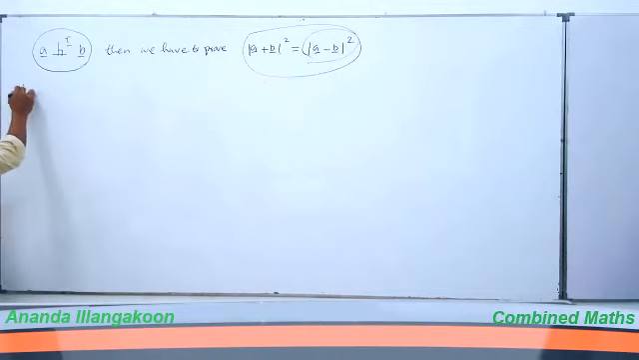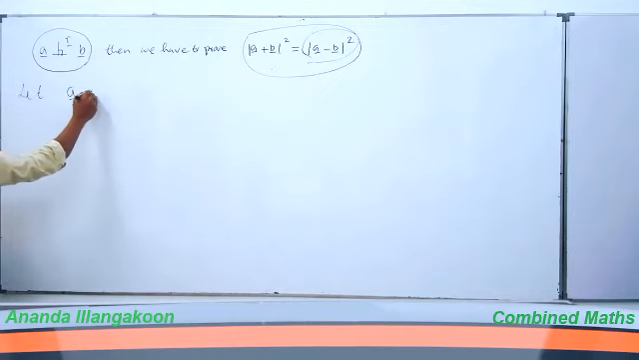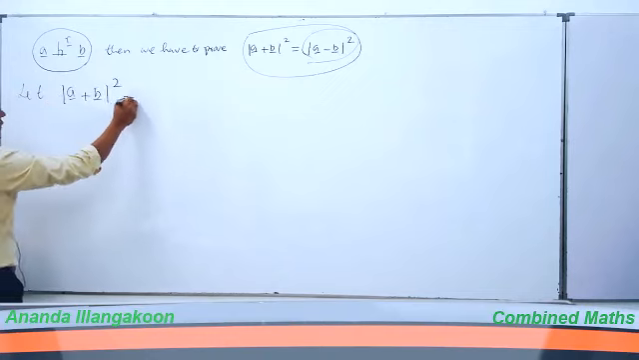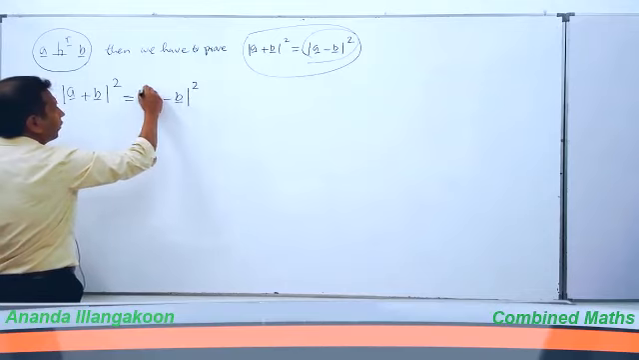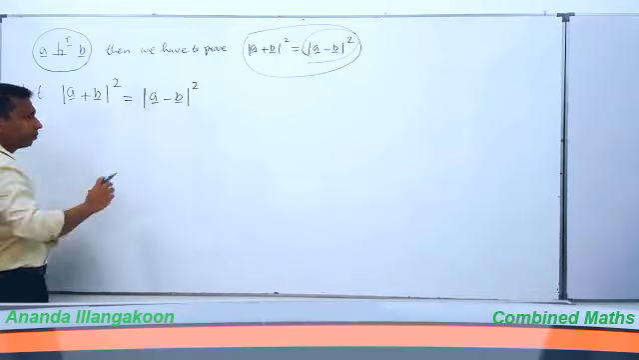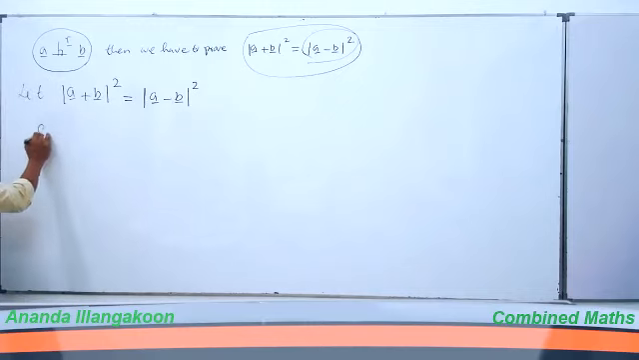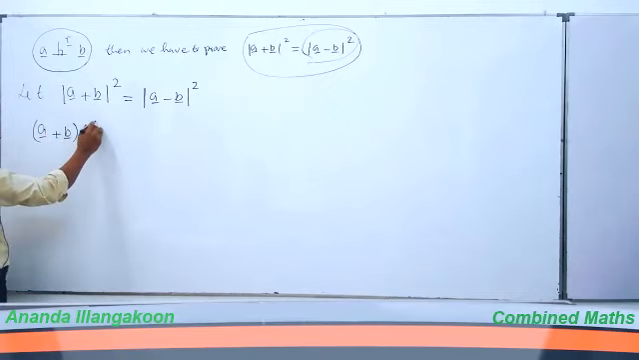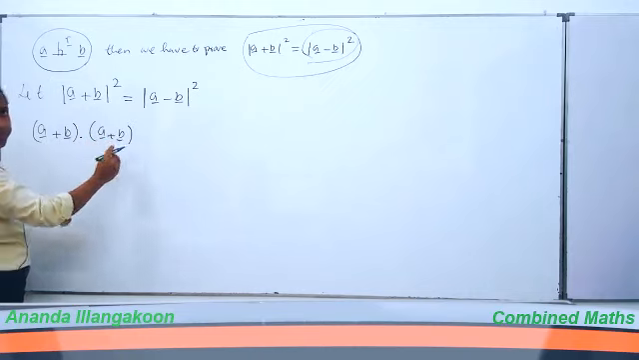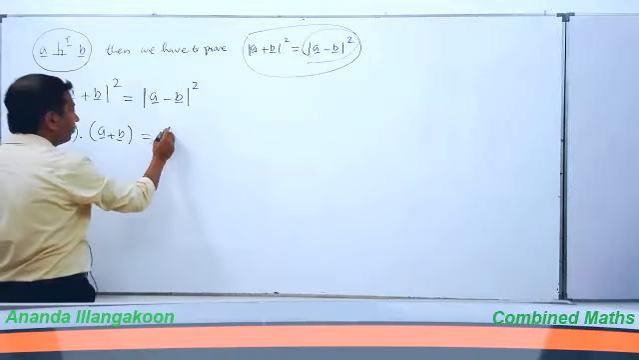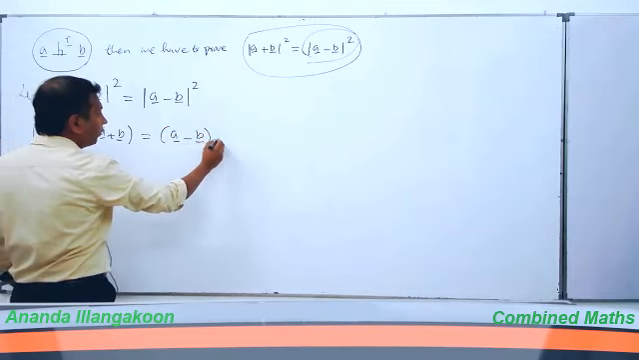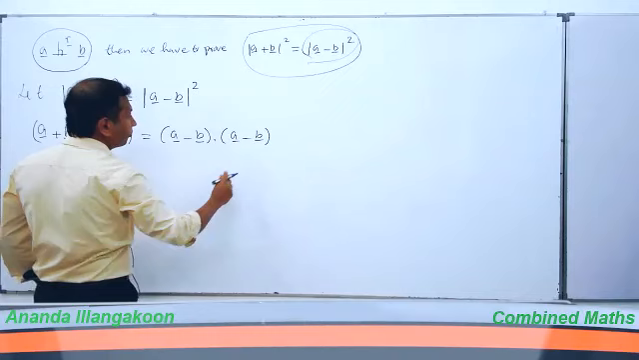I take this way. Let mod A plus B perfect square be equal to mod A minus B perfect square. This one you can write as A plus B dot A plus B. You see, you can write on the right hand side, A minus B dot A minus B.